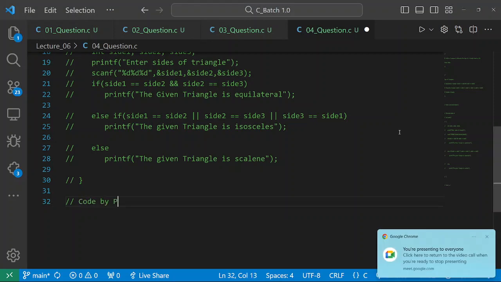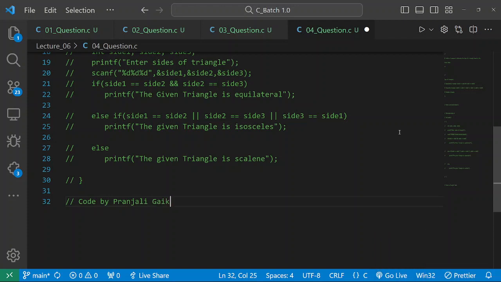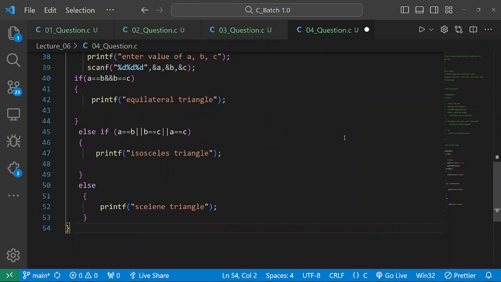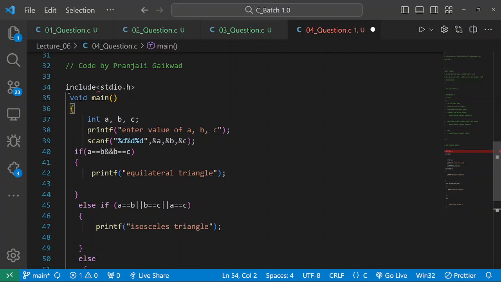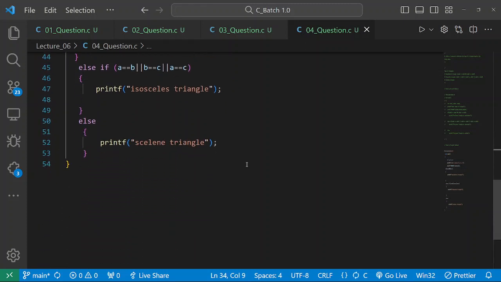Code by Pranjali Gaikwad. This is the code, quite well written. Sorry. Let me save it and run it.